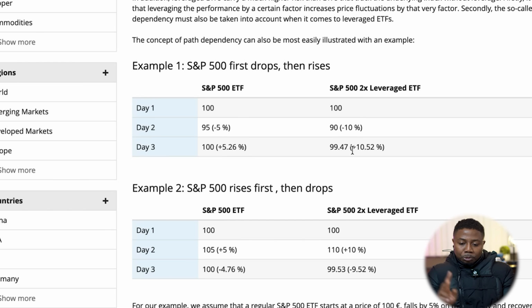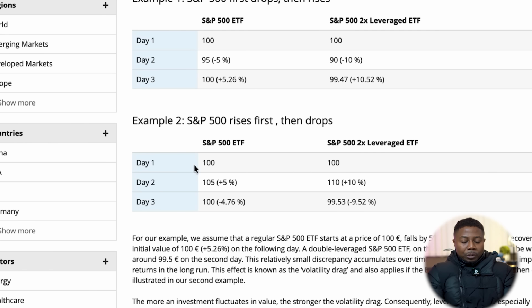Okay, easy, that's fine. If we look at the second example, the S&P 500 starts on £100 on day 1, and the 2 times leverage starts on £100 also on day 1. On day 2, the S&P 500 goes up by 5%, and because this is a factor of 2, the 2 times leverage one goes up by 10%.